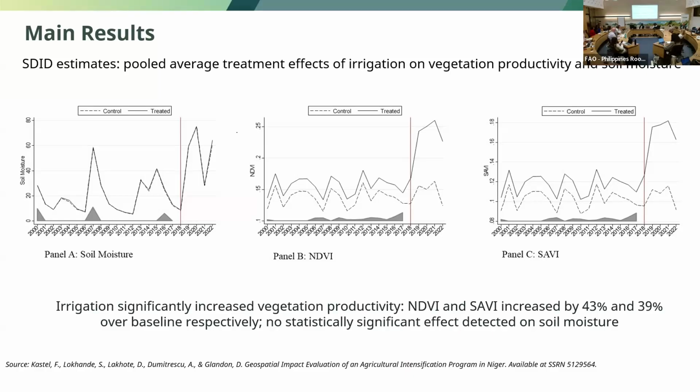In panel A, we see that soil moisture shows no statistically significant effect. Treated and control pixels continue to track each other after 2018 with no meaningful divergence. This finding is reflective of the resolution problem that I discussed earlier. The resolution is too coarse to detect canal-scale changes, which explains the null results.